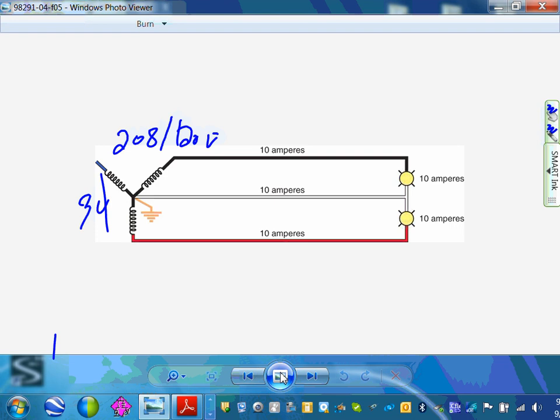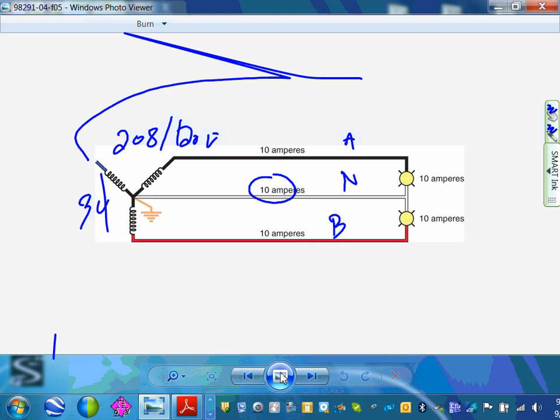Now, what happens if one phase is not energized? The neutral will be carrying what? The same amount of amps. Look at this. This is phase A, phase B. This is my neutral, and phase C is sitting right here, and it's not connected to anything. So if phase C is not connected to anything, then the neutral will carry the same amount of current that goes through the other two. That's typical for a three-phase system.